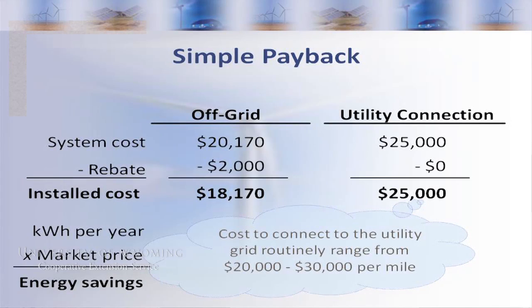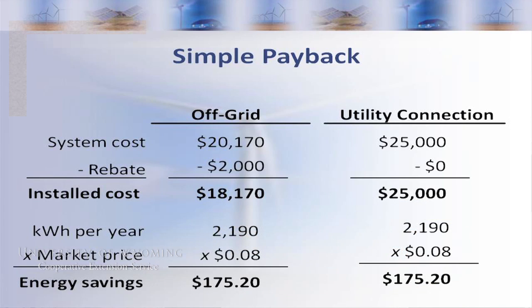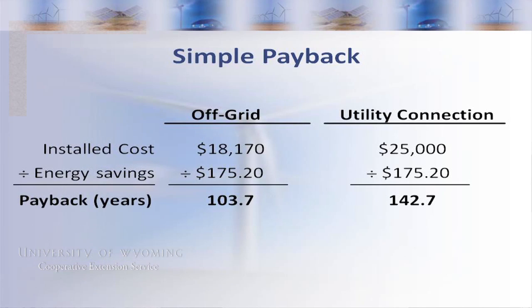For our example 6 kilowatt hour a day system, the annual energy savings is 6 kilowatt hours a day times 365 days for a total of 2,190 kilowatt hours a year, multiplied by the utility price of 8 cents for annual savings of $175.20. This savings will be the same for the utility connection. Although it might seem strange to call your utility bill a benefit, you are receiving a service from which you derive a benefit. Dividing the installed cost of each alternative by the energy savings gives us simple paybacks of approximately 104 and 143 years to recover the initial cost of the investment.